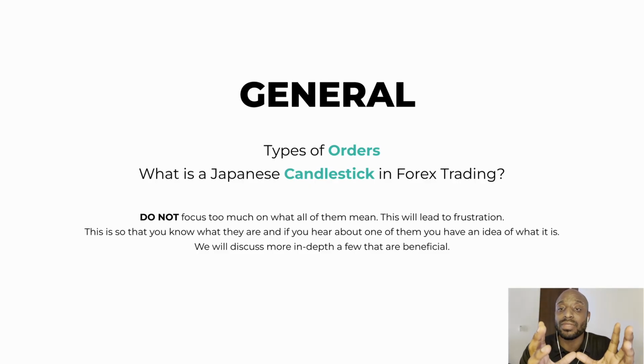And we're not going to go through this again and again. There's so many candlestick videos out there. I talked about this in the last video, but do not focus too much on what they all mean. This will lead to frustration. This is so that you know what they are. And if you hear about one of them, you have an idea of what it is. And we will discuss this more in the starter pack of what these candlesticks mean.